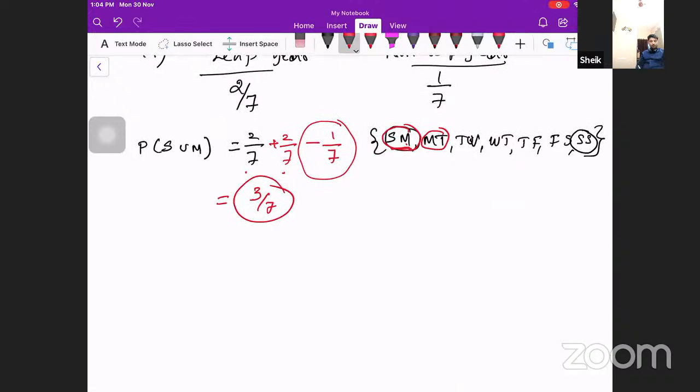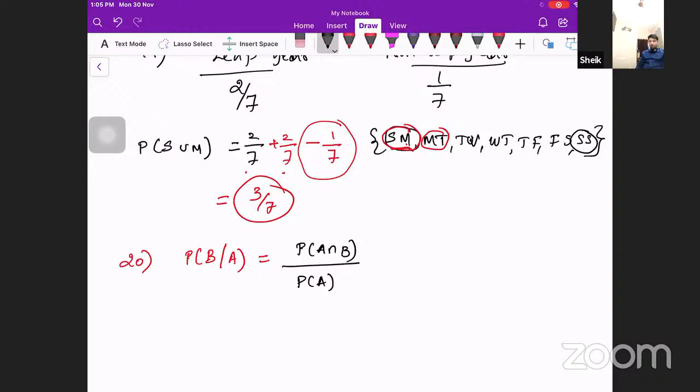Okay. Next one. Sum number 20. If A and B are two events such that P of A is equal to 1 by 4, P of B is equal to 1 by 3, P of A union B equal to 1 by 2, find P of B given A. What is P of B given A? I hope you remember the formula now. It is nothing but P of A intersection B divided by P of A.